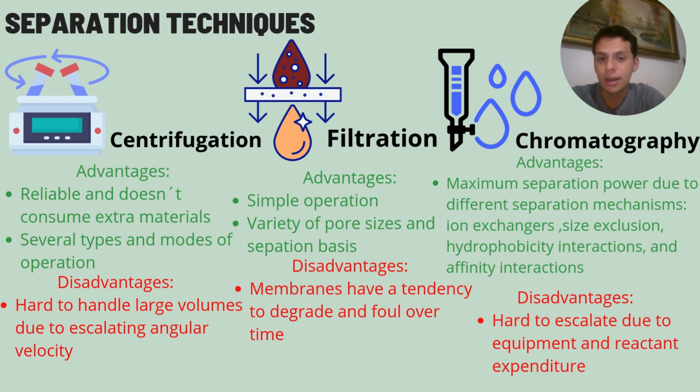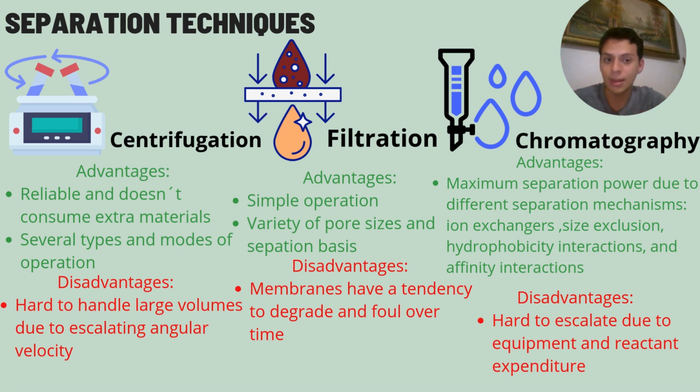Next up, we have filtration. It has the advantage of simple operation. You just have the filter and whoop, well, that's dead end filtration, but you get the idea. We also have a variety of pore sizes and separation bases because most filtrations have size exclusion, but some also have Donnan separation where the membrane is charged and it also separates by charge. Or you have, for example, reverse osmosis, which can be considered a kind of filtration where you have concentration differentials as a separation basis. And as disadvantages, we have these membranes, which foul with use, and they get blocked and they stop working.